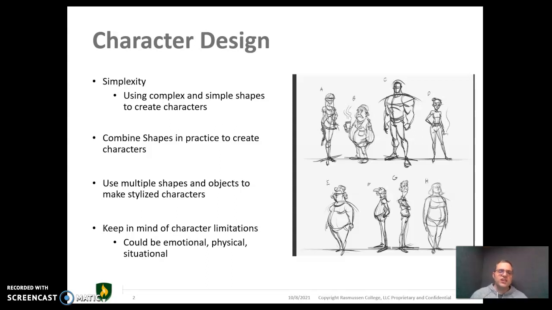Use multiple shapes and objects to build those stylized characters, but keep in mind the character limitations, because each character has a specific limitation, and each one of those is really specific. You want to make sure they play a part in their appearance as well. For example, these could be emotional, physical, situational. There's a lot of different elements that could create those limitations, and you can do that by creating your characters and showcasing them. So that's one thing to look at specifically.